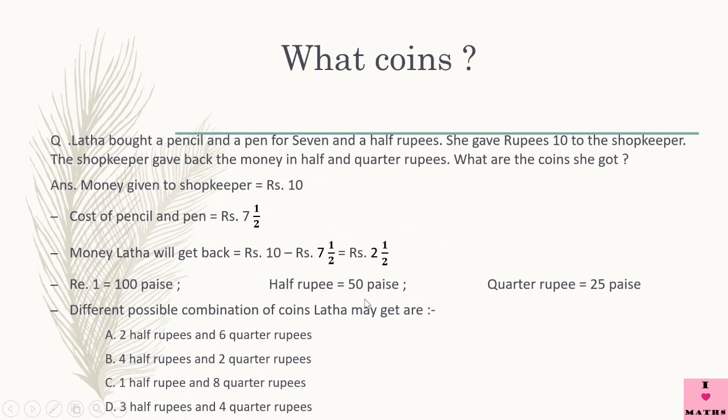So children, remember this. 2 half rupees will make 1 rupee. Why 2 half rupees will make 1 rupee? Because 50 plus 50 is 100. Also remember, 4 quarter rupees will make 1 rupee. Why? Because 25 fours are 100. So children, 4 quarter rupees will also make 1 rupee.